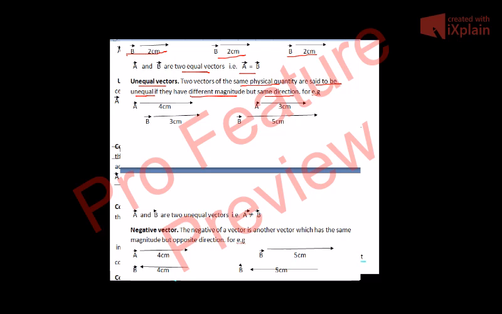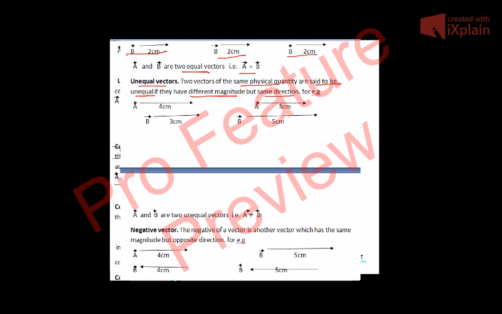A has a magnitude of 4 and B has a magnitude of 3. The direction is the same, so these A and B are unequal vectors. Again, you can see A has a magnitude of 3 and B has a magnitude of 5. Different magnitude, same direction, so they are unequal vectors. And unequal vectors are represented as A is not equal to B.